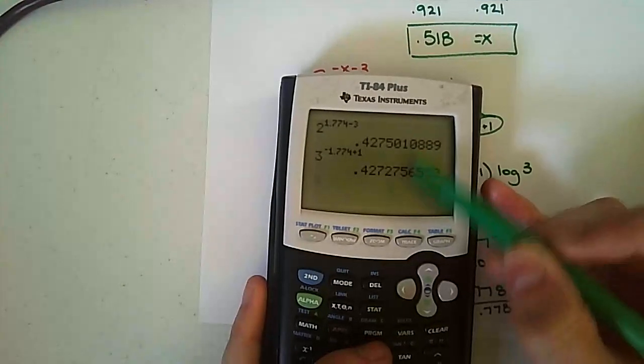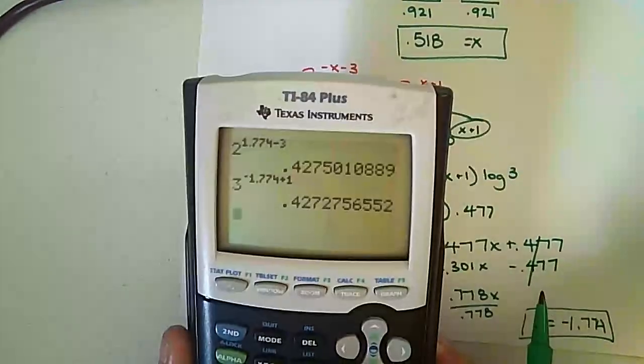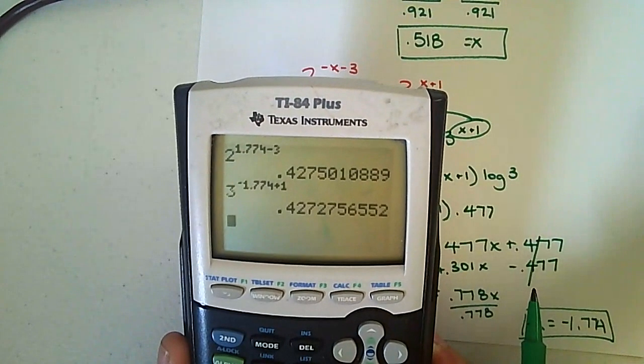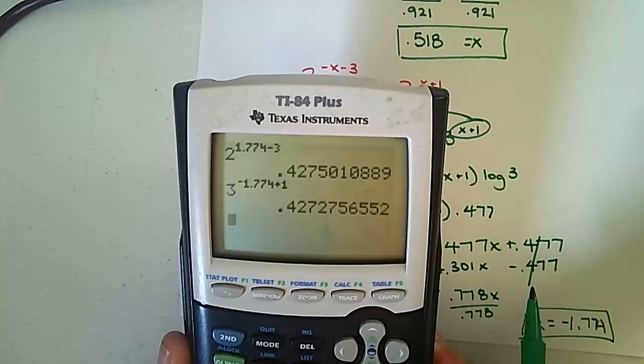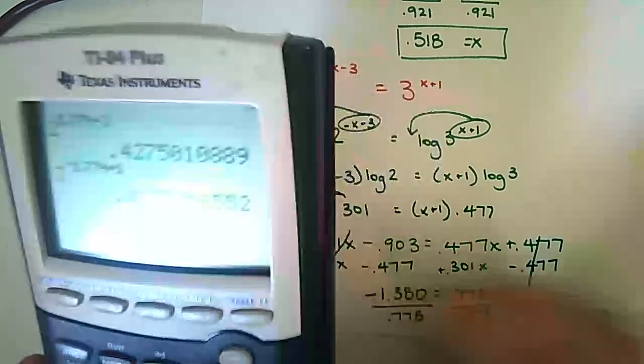And notice those two are very, very close. If you can see that there, that's better. And again, the reason it's not spot on is because we had some rounding going on.